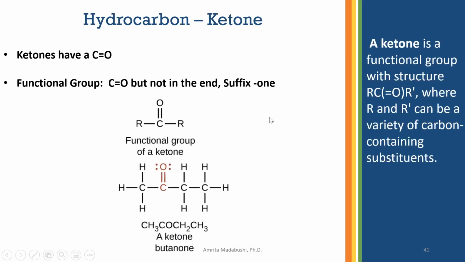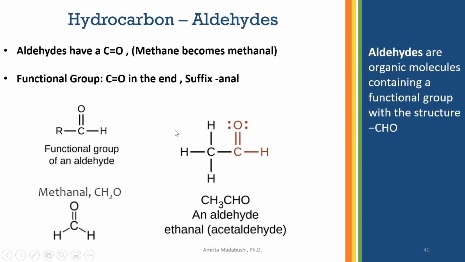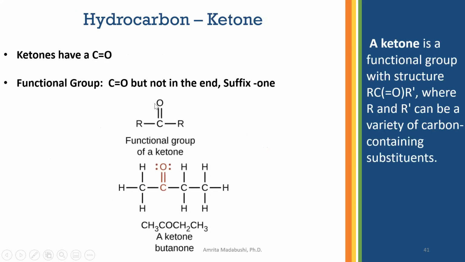Okay, so similarly, we have here a ketone. Now you may say, by now you have read so many functional groups, it gets confusing. Look at that. This one has a functional group at the end. CHO is at the end. And this one has it in the middle. C double bond O is in the middle.